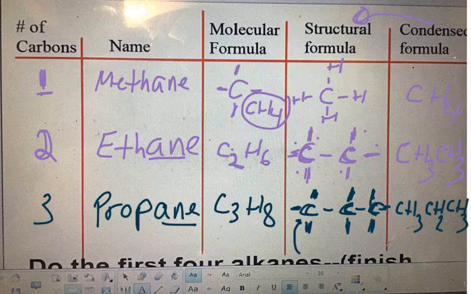So all you're doing, folks, for number 4, you would say what? You would say butane. You'll use the formula to get the molecular formula. You will have C4H10. You will write out your structural formula, and you'll take away the lines of hydrogens to get the condensed formula. So do that for me, guys. Send it in. Do it up to the last one, up to 10, decane.